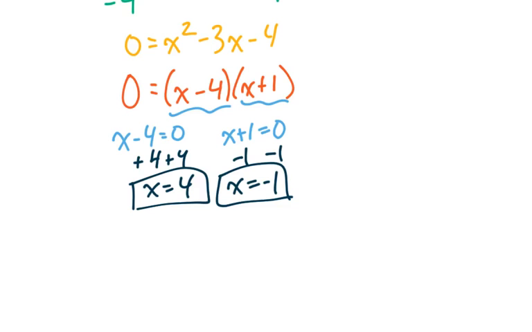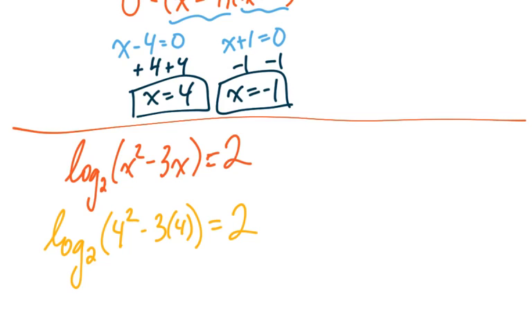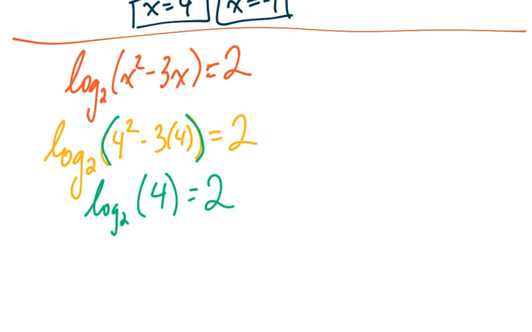Now I'm going to plug both of these back in to actually see if they work. So this is my original. If I were to put x of 4, we get 4 squared minus 3 times 4 equals 2. And just notice that these are the big parentheses. So I have log base 2 of 16 minus 12 is 4. This is a perfectly acceptable equation. If I were to rewrite it, it would be 2 to the 2 equals 4. Yes, that is absolutely true. Now let's try with the other one.